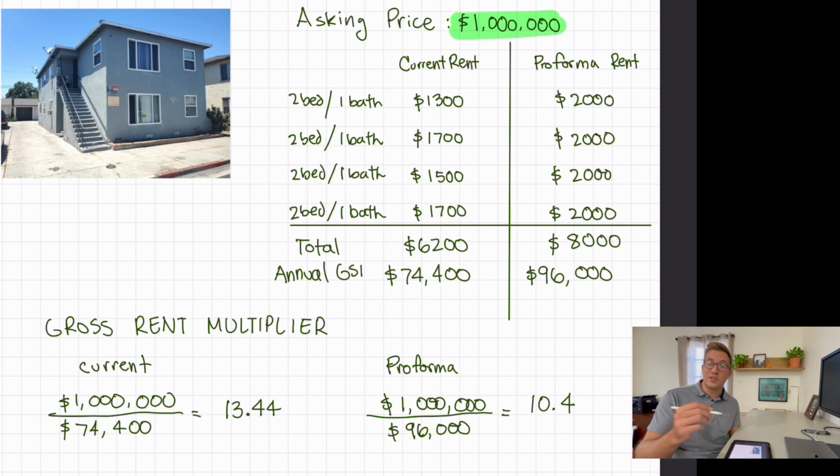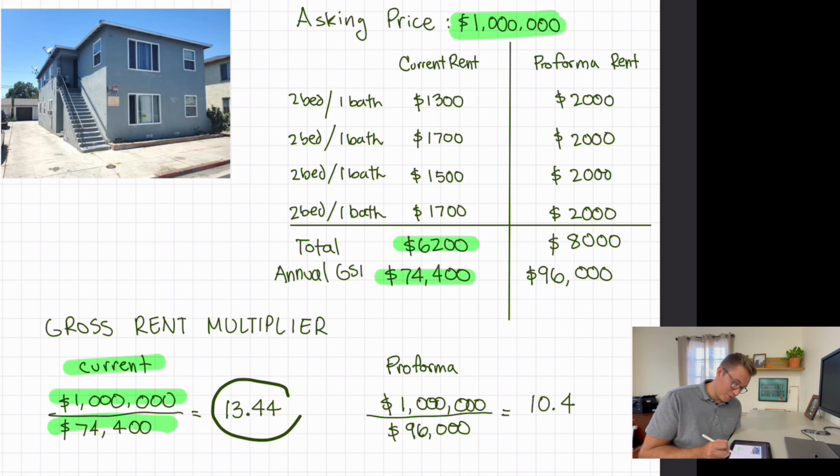So let's start with the current rents. You can see all of these units are 2 beds. They're priced a little bit differently, so some of these tenants might have been living here a little longer and they haven't had as many rent increases. So total rent for the month is $6,200. Annual gross scheduled rent is $74,400. So if we plug that into our gross rent multiplier equation over here, we're paying $1 million for the property. It generates $74,400, and this is our gross rent multiplier based on current rent, so 13.44 times gross.